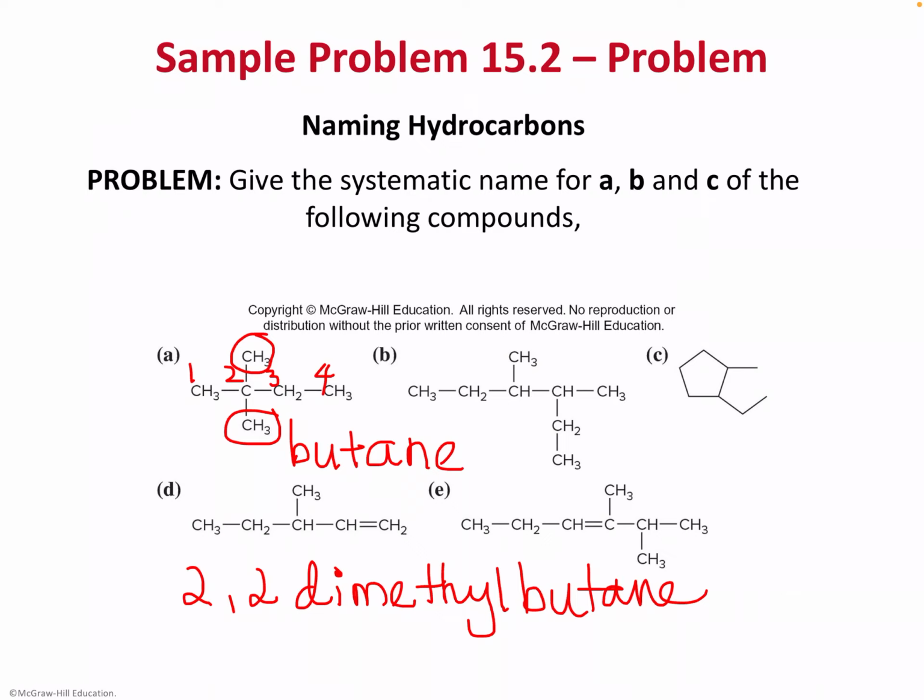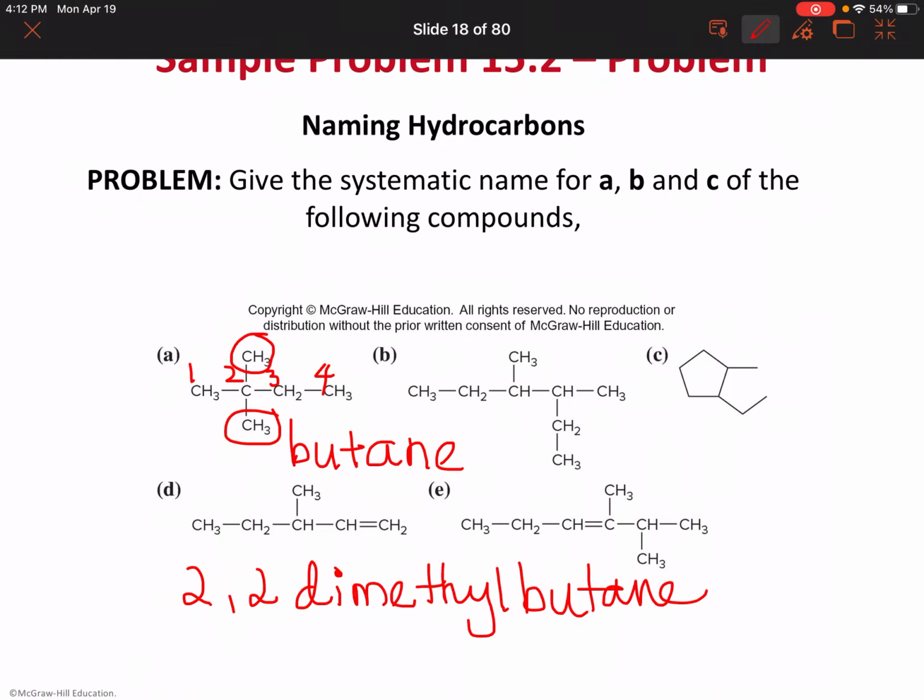So the next one, B. First find the longest carbon chain. 1, 2, 3, 4, 5. That's 5. Longest continuous one. Do we have another one longer than 5? Let's see. 1, 2, 3, 4, 5, 6. You see here? This has 6 carbons, a continuous carbon chain. So that's going to be your longest carbon chain. Since it is 6, it should be hex. Since it's an alkane, it should be hexane. Hexane. And then look at the prefixes to see the branches.